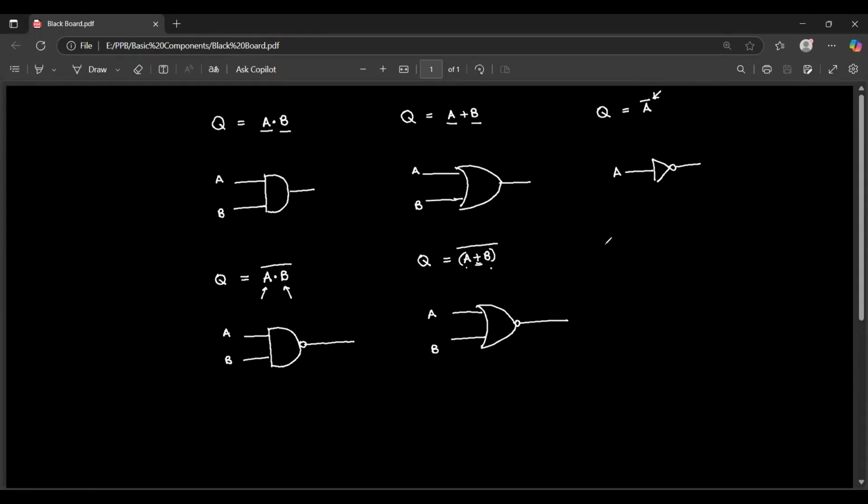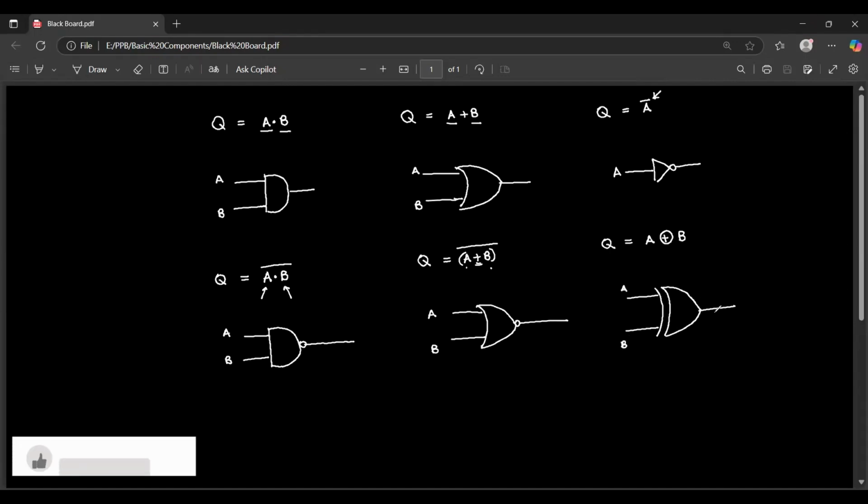And we have XOR, which is pretty simple. Instead of having a dot or plus, here we have a plus covered with a circle. That's what we call an XOR gate. We have A, we have B, and the output will be A XOR B. And if you put a bar here, then you just have to put a circle here. That's all. So this is the basic idea.